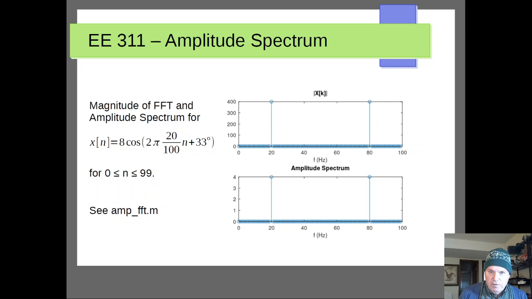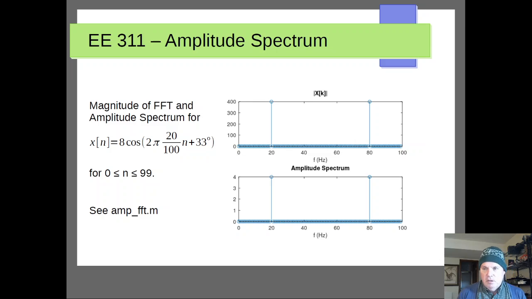And so you could view this, for this particular case, as sampling a 20 hertz signal at a 100 hertz rate, and I chose to use 100 samples or 1 second's worth of data. And then I took the FFT of this sequence. Here I plotted the magnitude of the FFT versus frequency, and you can clearly see the 20 hertz component.